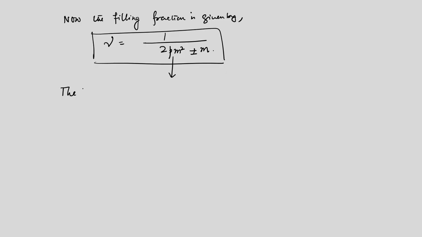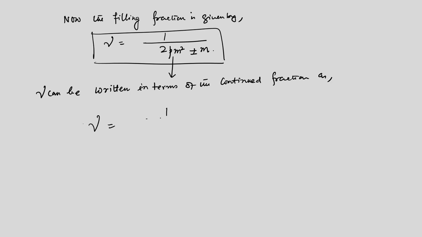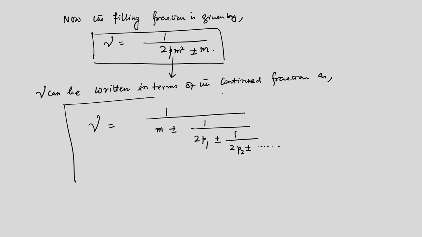So the hierarchy, so the continued fraction, or rather nu, can be written in terms of the continued fraction as, okay. So, nu is equal to 1 divided by, so this is for different values of p and different values of m, odd integer m and different values of p. So, this is equal to 1 plus m plus minus 1 divided by 2p1 plus minus 1 divided by 2p2 plus minus, and so on and so forth. Okay. So, this is the continued fraction that we talked about.